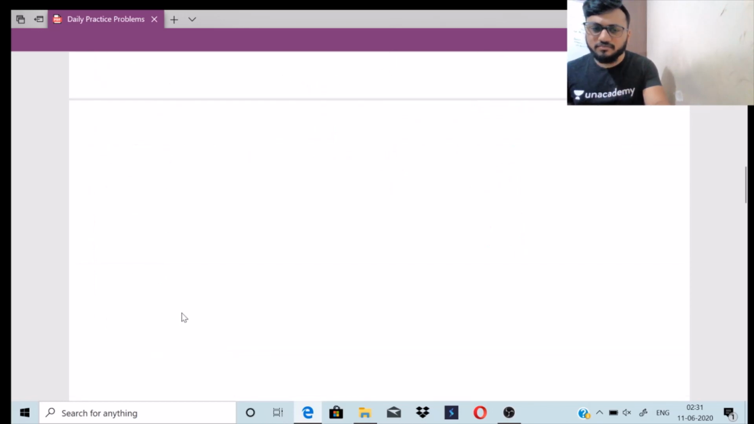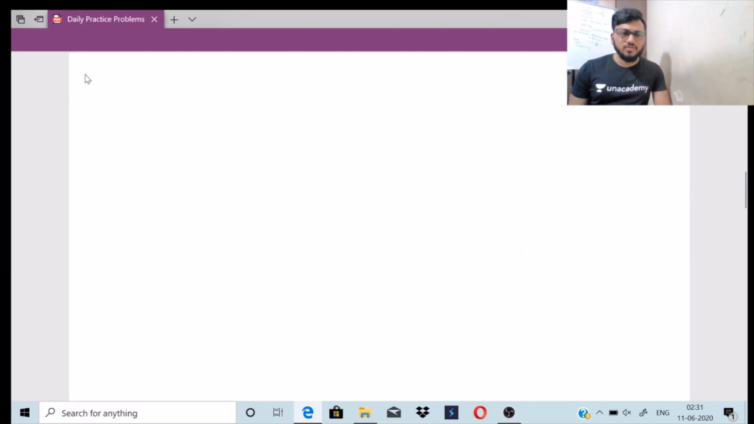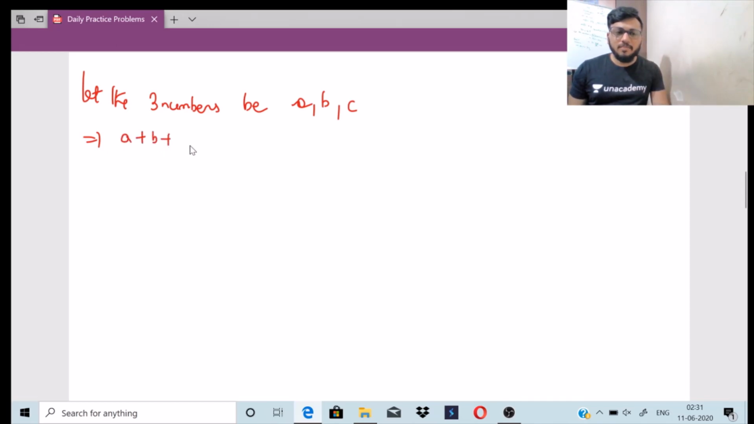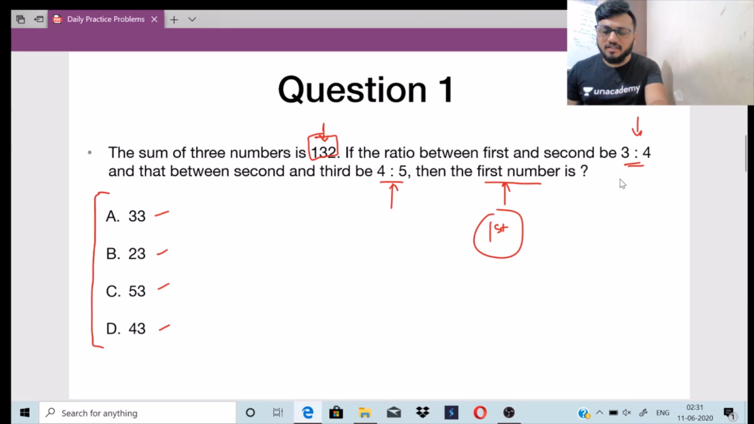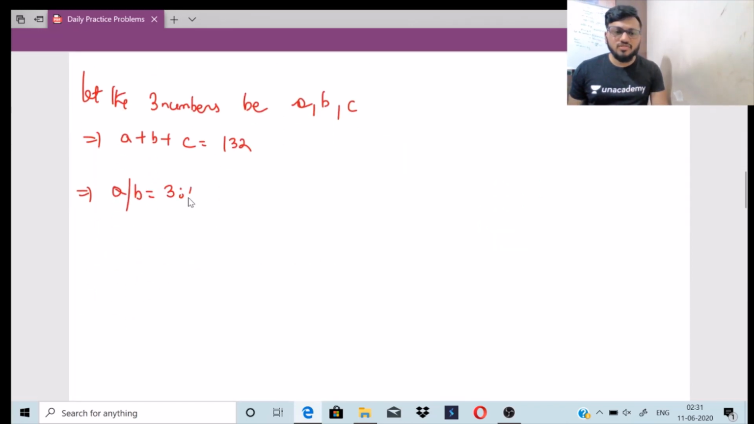Let's solve this question. Let the three numbers be A, B, C. They have told the sum of the three numbers, so A plus B plus C is equal to 132. What is the ratio given? The ratio of A to B is 3:4, and the ratio of B to C is 4:5.